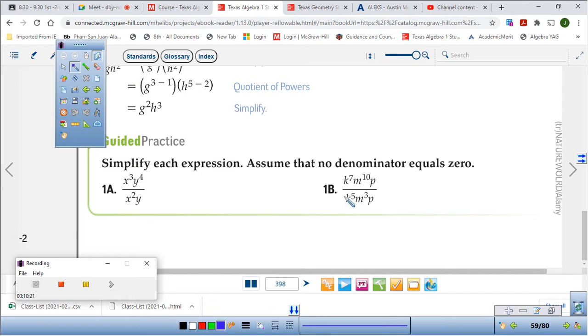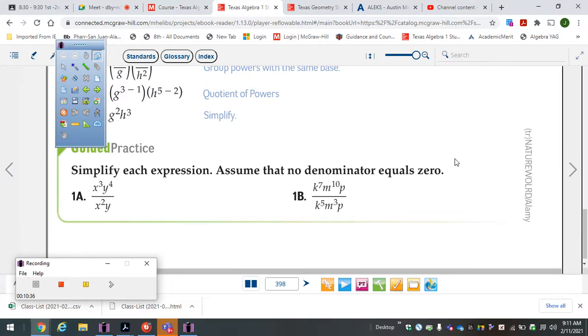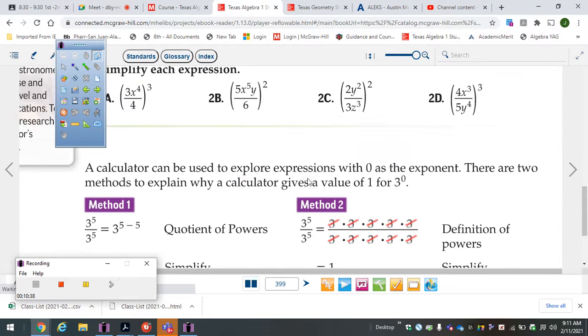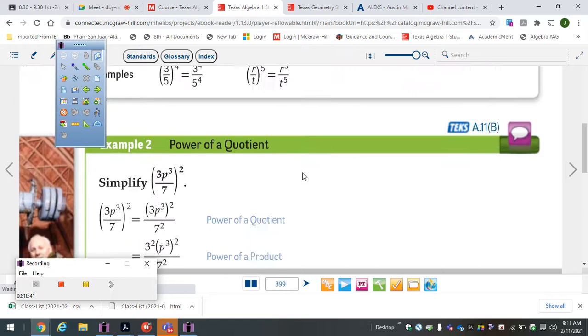I'll do this one real fast in my head. So 7 minus 5 is 2 for the k. 10 minus 3 is 7. These cancel out. Here's my answer. That's how easy it is, okay? Moving on. This is a quick review, guys. You do have an assignment on this.